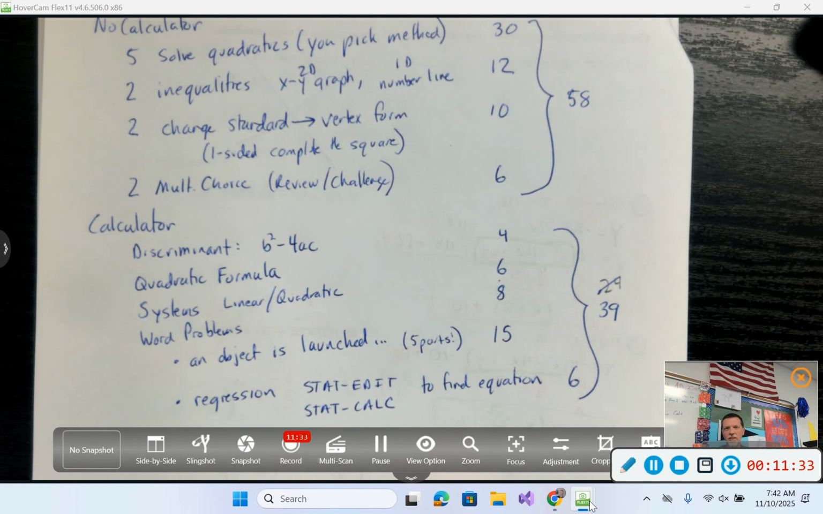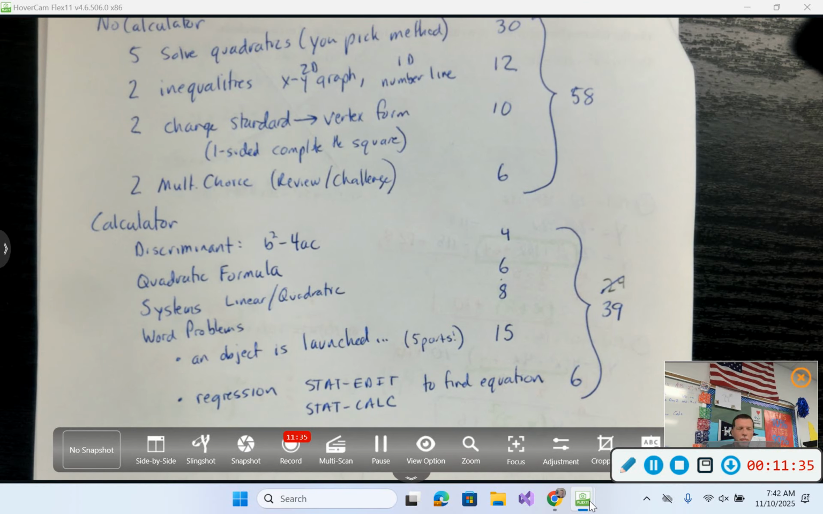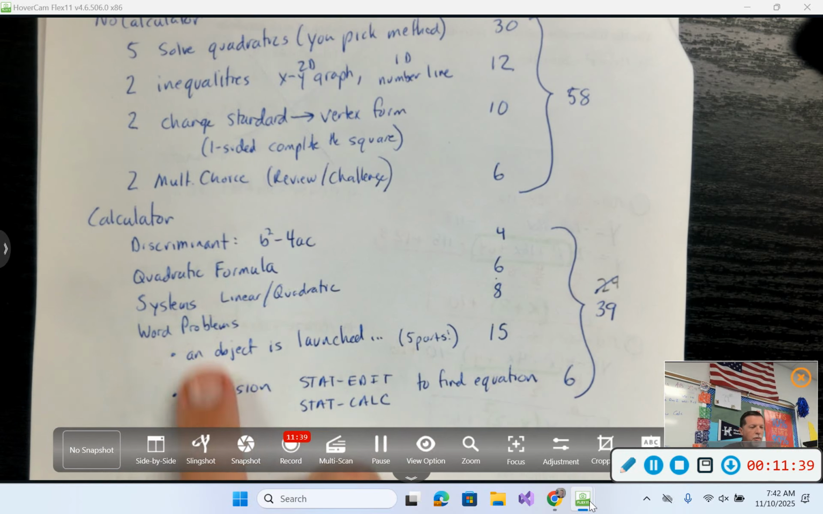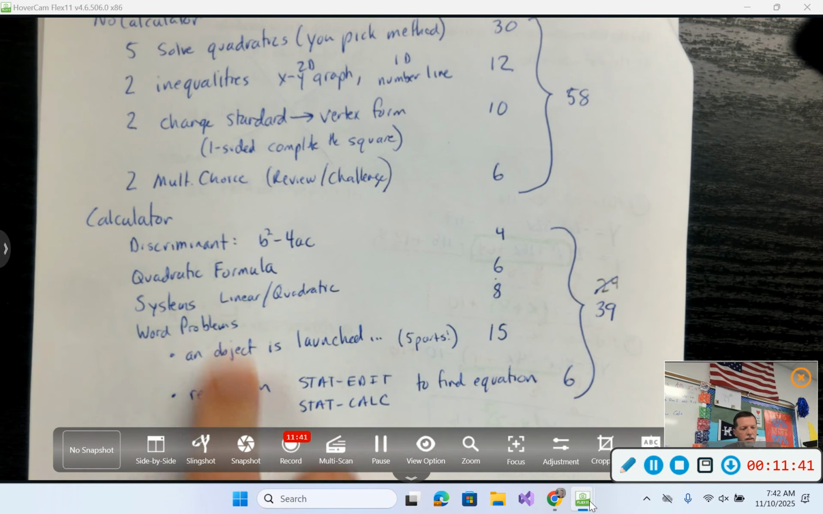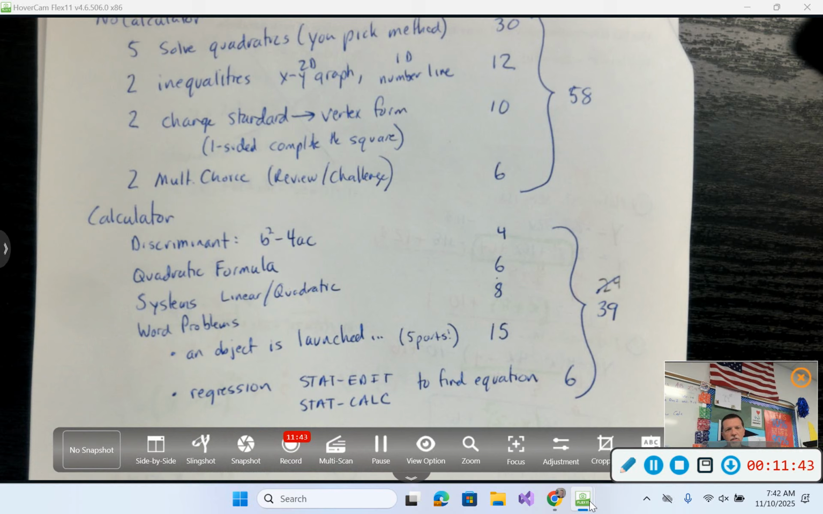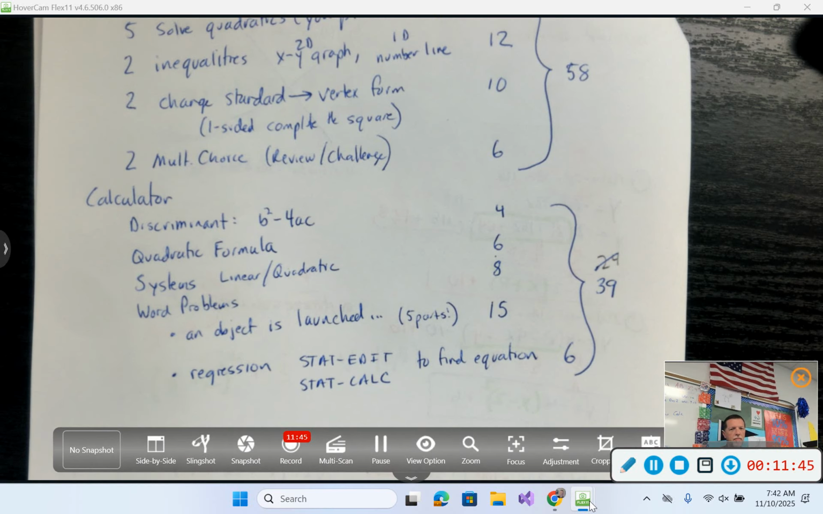So does that make sense? Like, I'll give you everything. That also helps you with time. So like, you can peek ahead, and even before you grab your calculator, you can see the calculator questions. And it's a block day, so I don't think time will be an issue anyway.